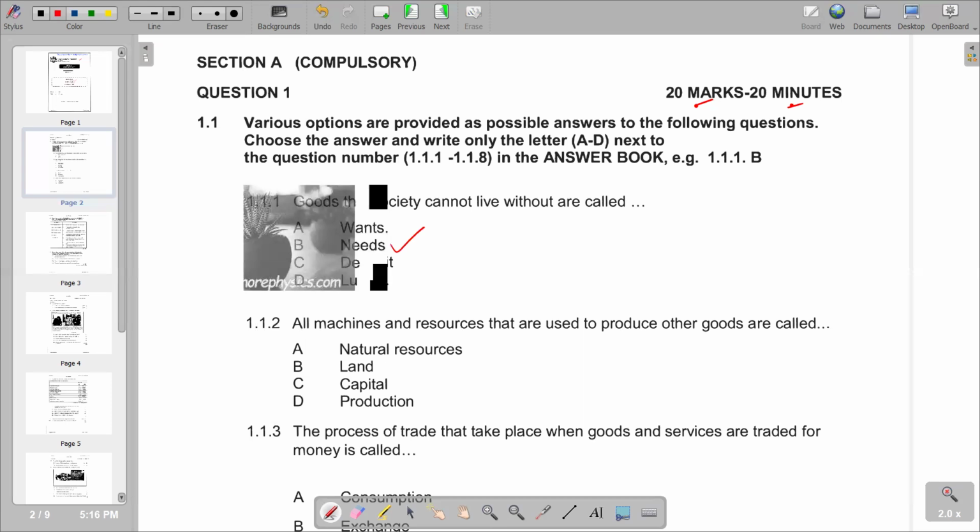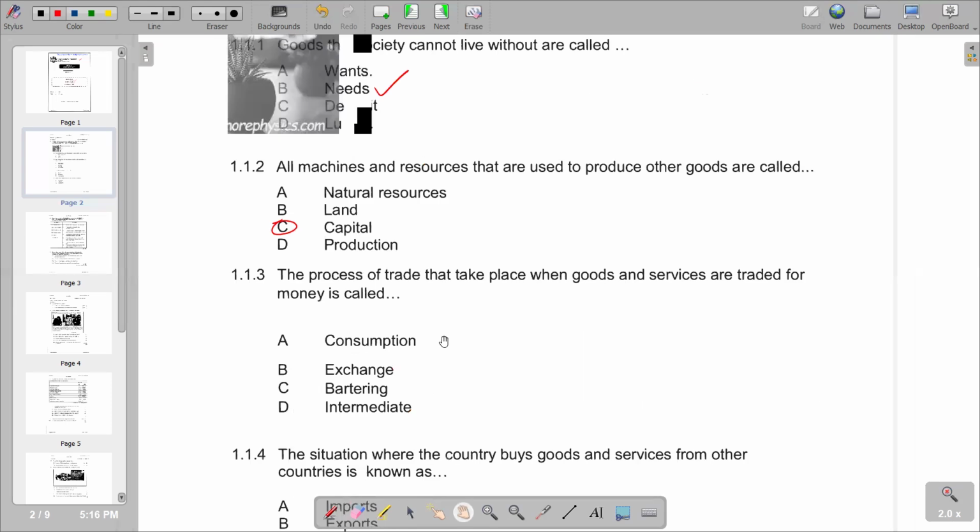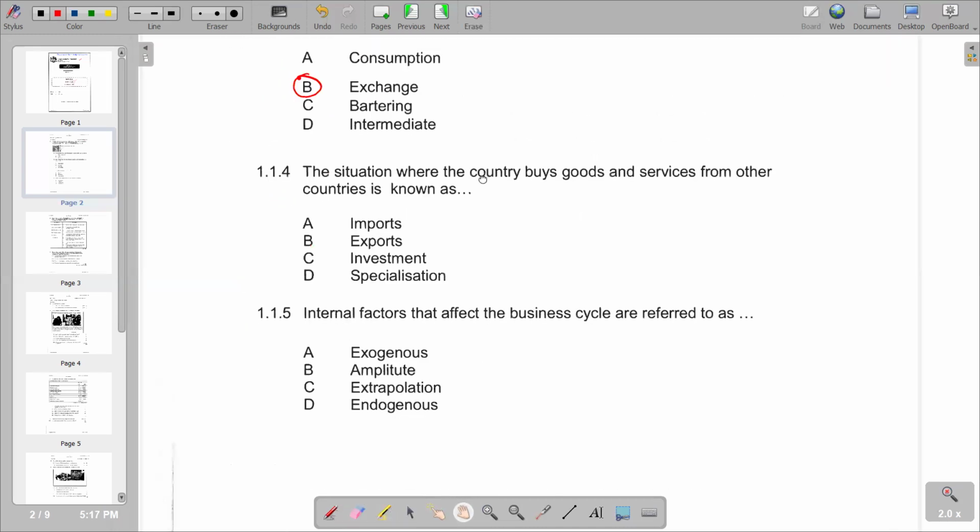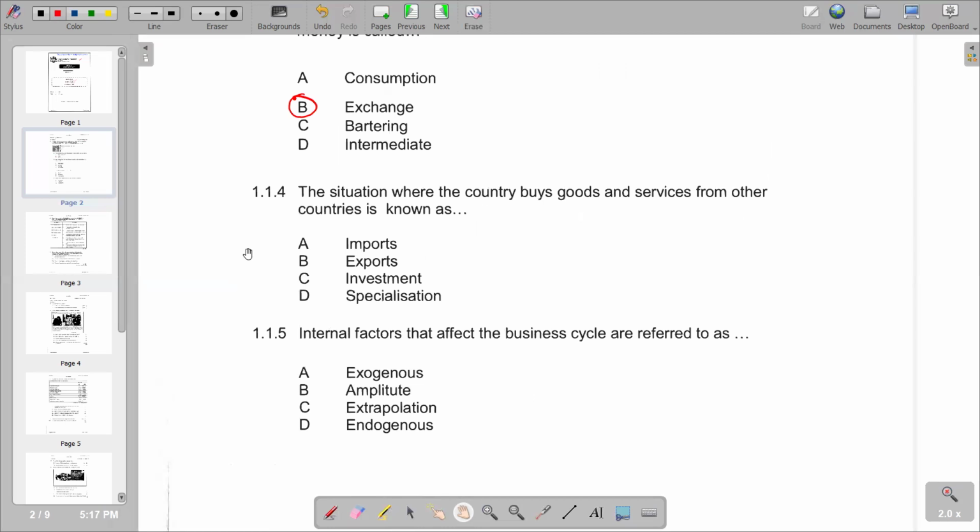The next question says all machines and resources that are used to produce goods are called land, capital, production, but we know that capital is the most appropriate there. The process of trade that takes place when goods and services are traded for money is called exchange, so B is the correct answer. 1.1.4: the situation where a country buys goods and services from other countries is known as imports, so we put A. 1.1.5: internal factors that affect the business cycle, and when they become external, they are now exogenous. So this is what we have.